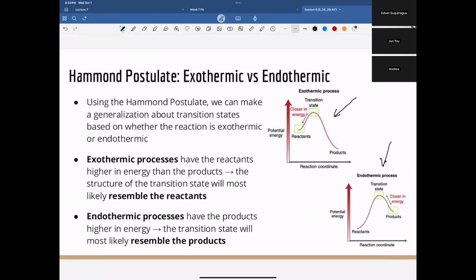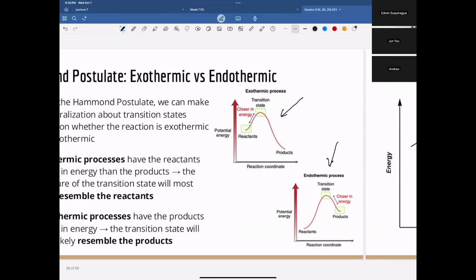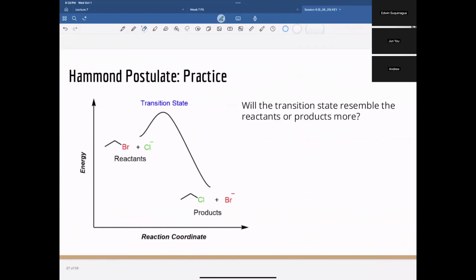Okay. Any questions? Nope. All right, quick practice then. Will this transition state resemble the reactants or products more? Thumbs up for reactants, thumbs down for products. Okay, so we got half, two reactants and two products.